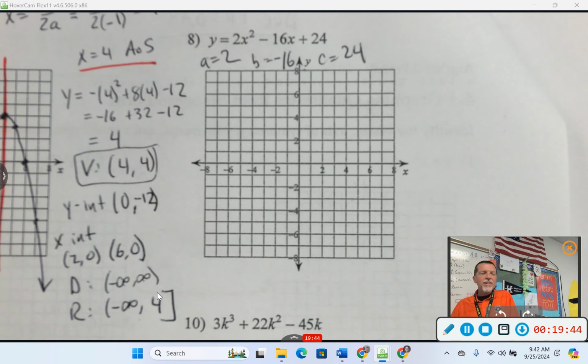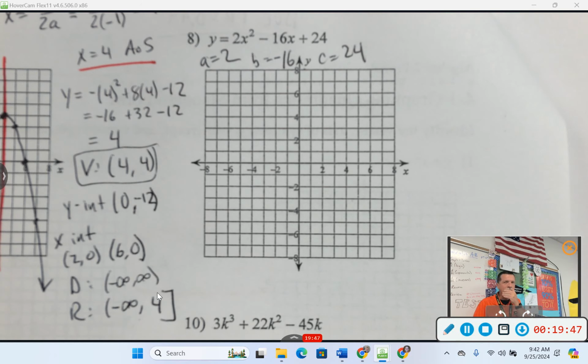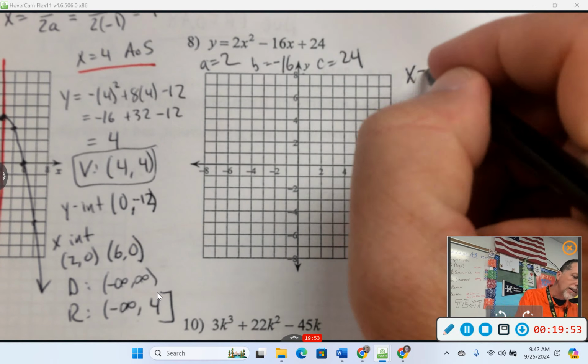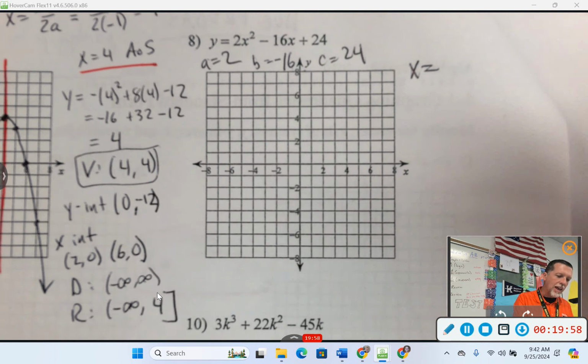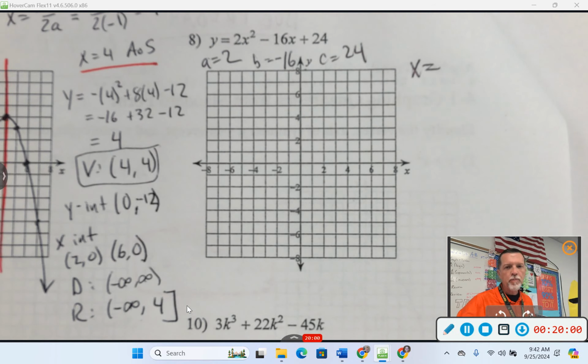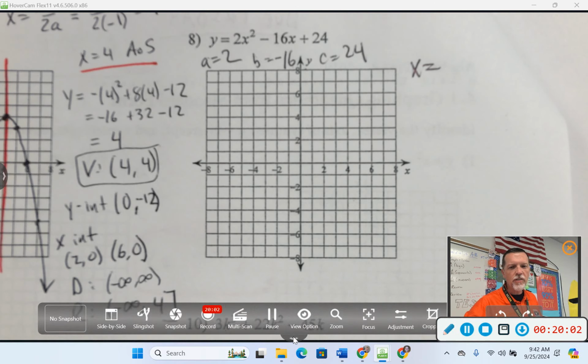It's tempting to want to factor out the 2, and that would be helpful when it comes time to factoring. But for x equals negative b over 2a, let's not factor that 2 out. Let's use this b and this a and take it from there. So see how far you can get on that one.